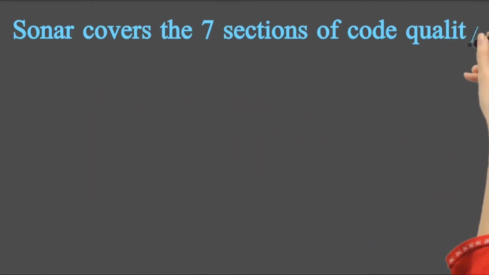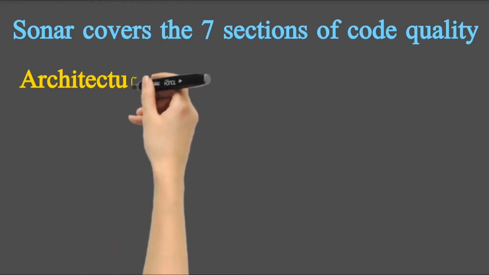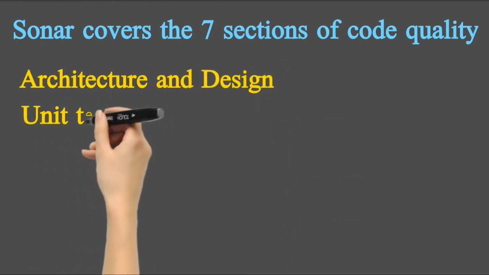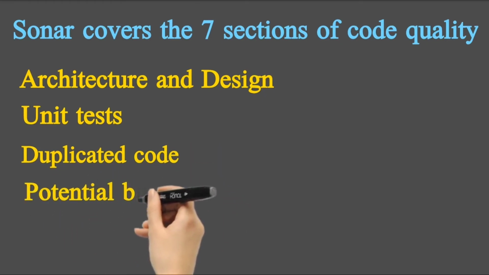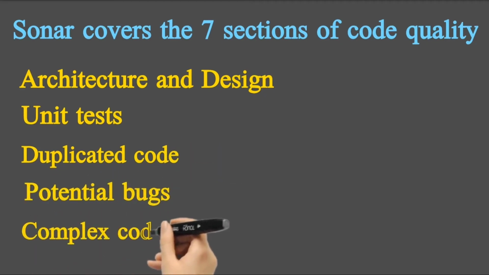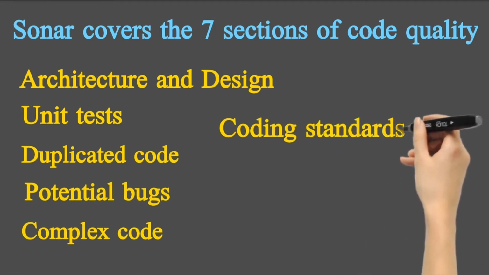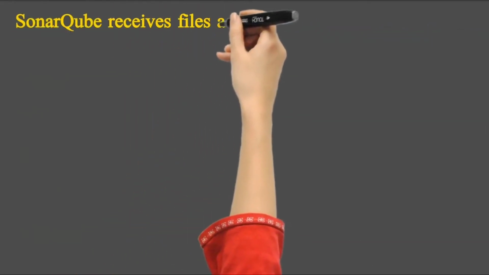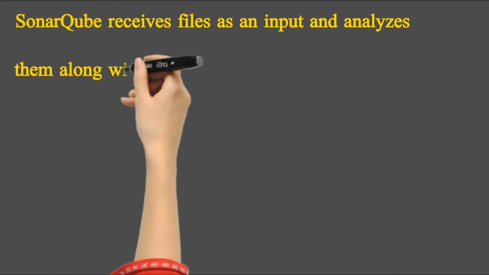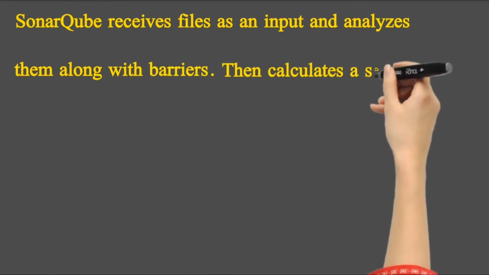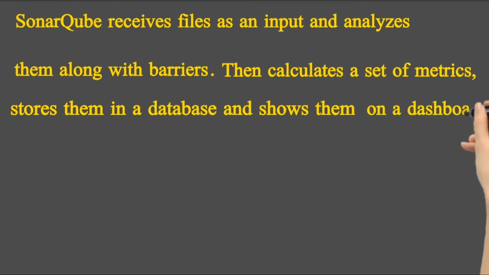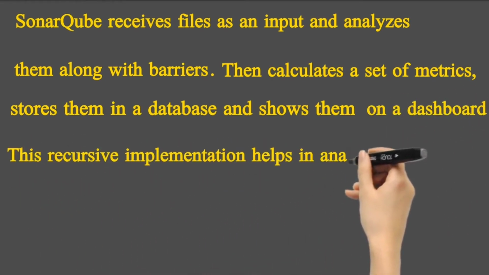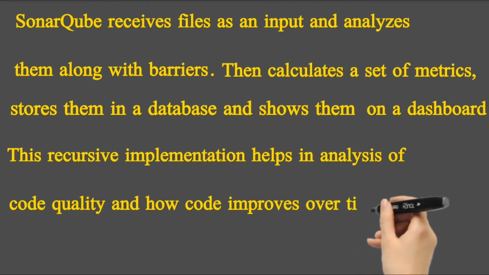Sonar covers the 7 sections of code quality. First, architecture and design. Second, unit tests. Third, duplicated code. Fourth, potential bugs. Fifth, complex code. Sixth, coding standards. Seventh, comments. SonarQube receives files as input and analyzes them along with their metadata, then calculates a set of metrics, stores them in a database and shows them on a dashboard. This recursive implementation helps in analysis of code quality and how code improves over time.